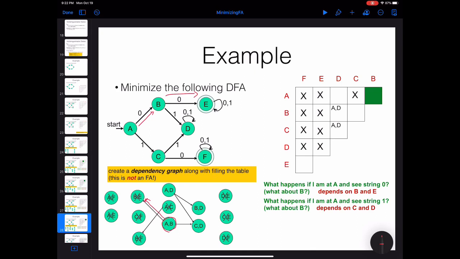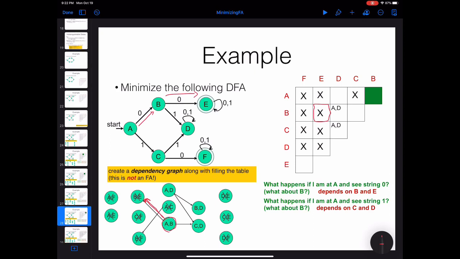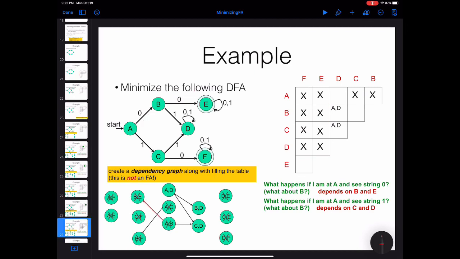And also depend on another pair over the transition of 1, but I don't care about this one anymore, because I already, from this dependency, I know that they are not going to be equivalent. If you check the corresponding cell for B and E, I already know that we have marked it as not equivalent. So that's it. I don't even need to check the other transition. A and B are not going to be equivalent. So I have marked them as not equivalent here.